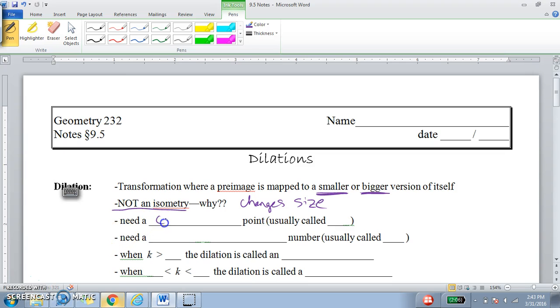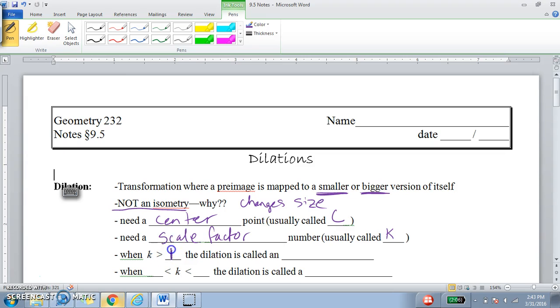We need a center point, just like we do for a rotation. We usually call the center C, C for center. We also need a scale factor. We've talked about scale factor when we talked about similar triangles, and we'll talk about that again. It's a similar concept. So we need a scale factor, or how much bigger or smaller something becomes. The scale factor is usually a number that we call k.